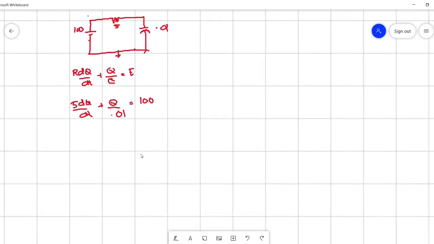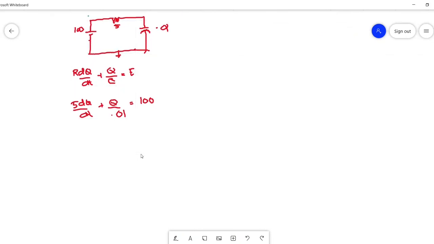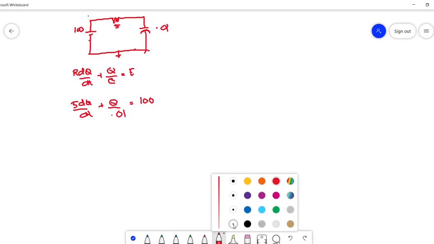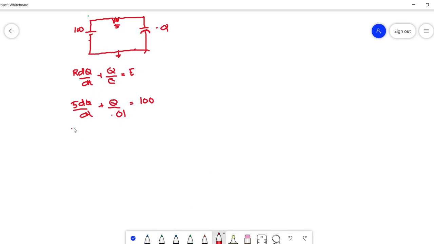Okay, so by variable separable, or actually you can use the variable separable or the linear equation solving differential equation, but I opted to use the variable separable.